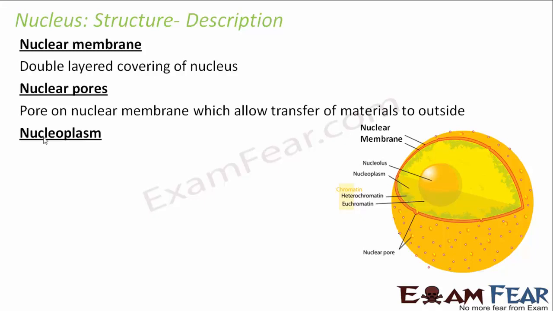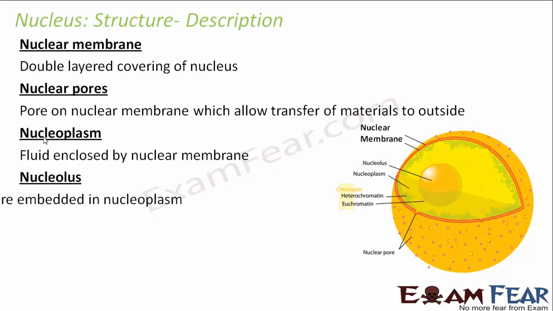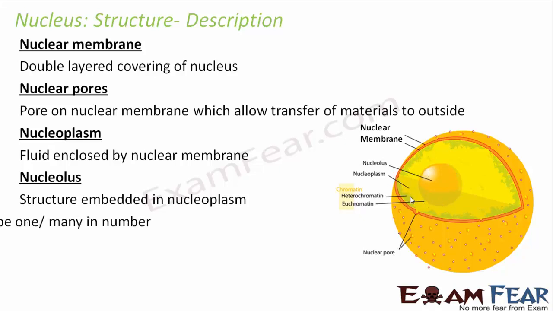The next one is nucleoplasm. What is it? It is the fluid enclosed by the nuclear membrane, right? Then comes the nucleolus. What is the nucleolus? It is the structure embedded in the nucleoplasm. So this is my nucleolus. This spherical structure is the nucleolus. It may be one or many in number. Sometimes there is just one nucleolus inside the nucleus, but at certain times there are many.